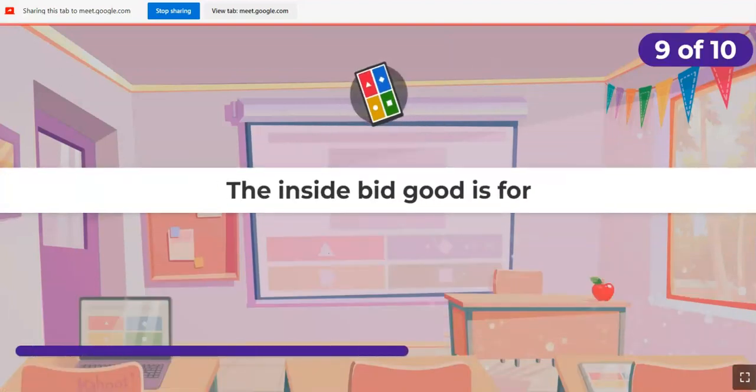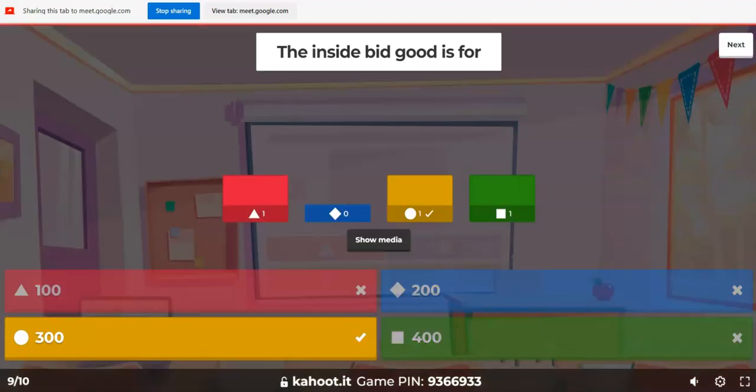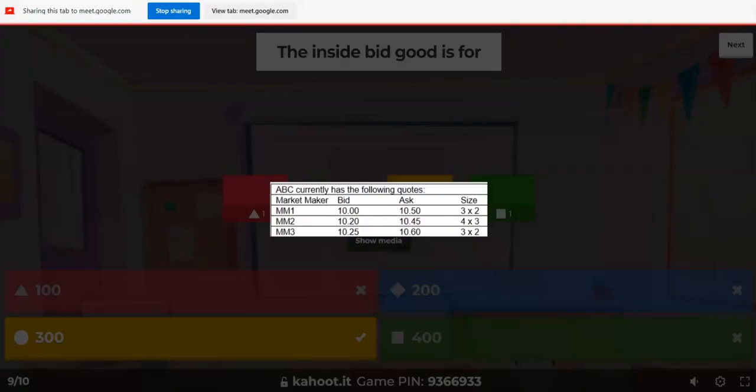The inside bid is good for A 100, B 200, C 300. Let's take a look at the quote. Little difference of opinion again. So let's take a look and see what it looks like.